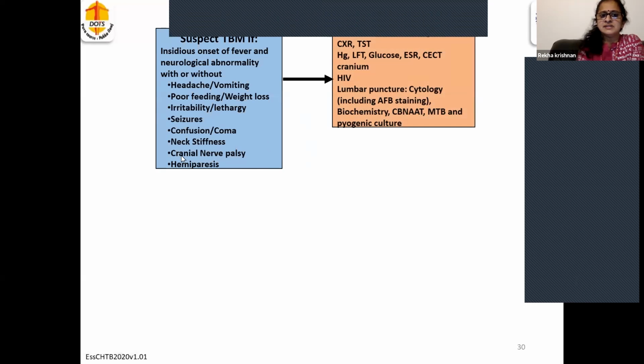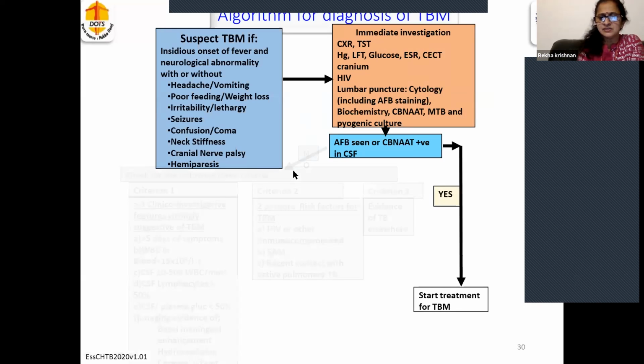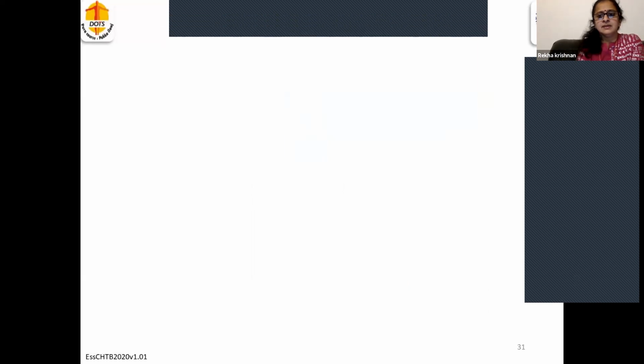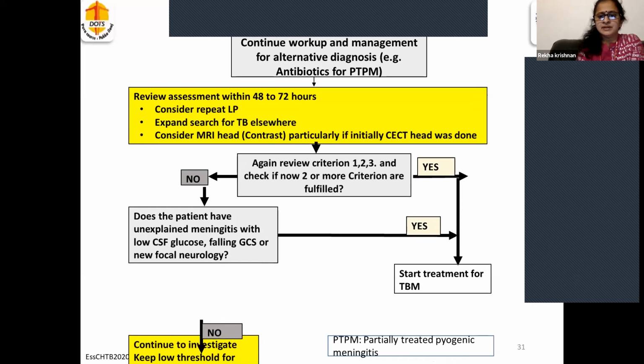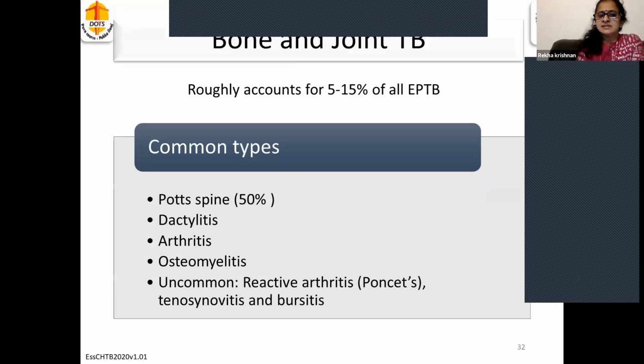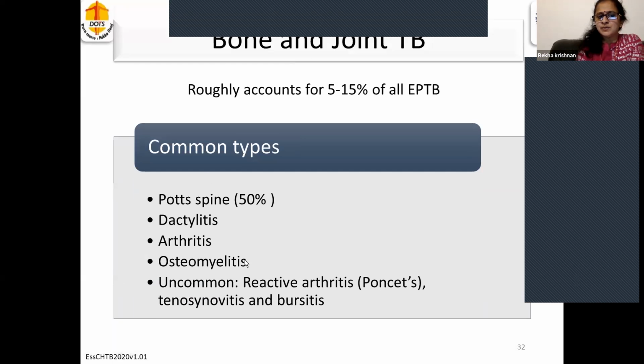These are the common symptoms which everybody knows; the only thing is to think about the possibility of the early stage of tuberculous meningitis also. These are all already discussed in the programs. Then, coming to the last form of extrapulmonary tuberculosis, bone and joint tuberculosis, the common types are spinal, dactylitis, and arthritis. Here also, in the early stage, there is a chance of missing.